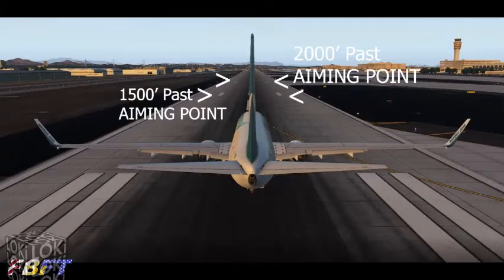The single lines are 1,500 feet past the aiming point and 2,000 feet past the aiming point at the last one, which would make it 3,000 feet from the threshold. Beyond this, you're actually not allowed to land, but quite honestly, did you really need to even get this far to decide you're not going to make it?